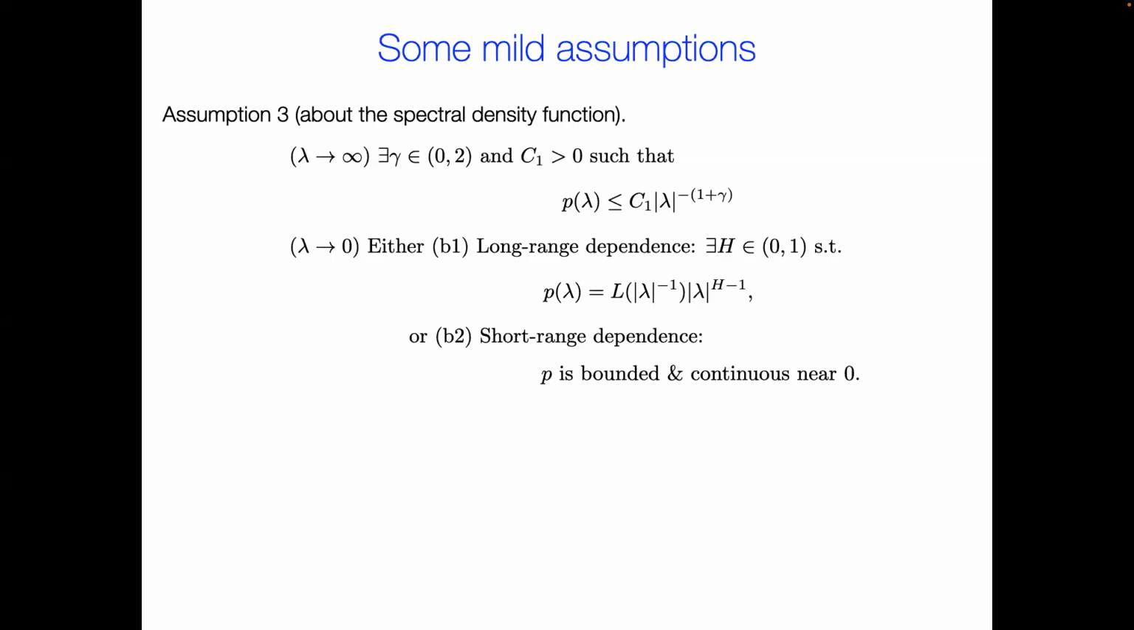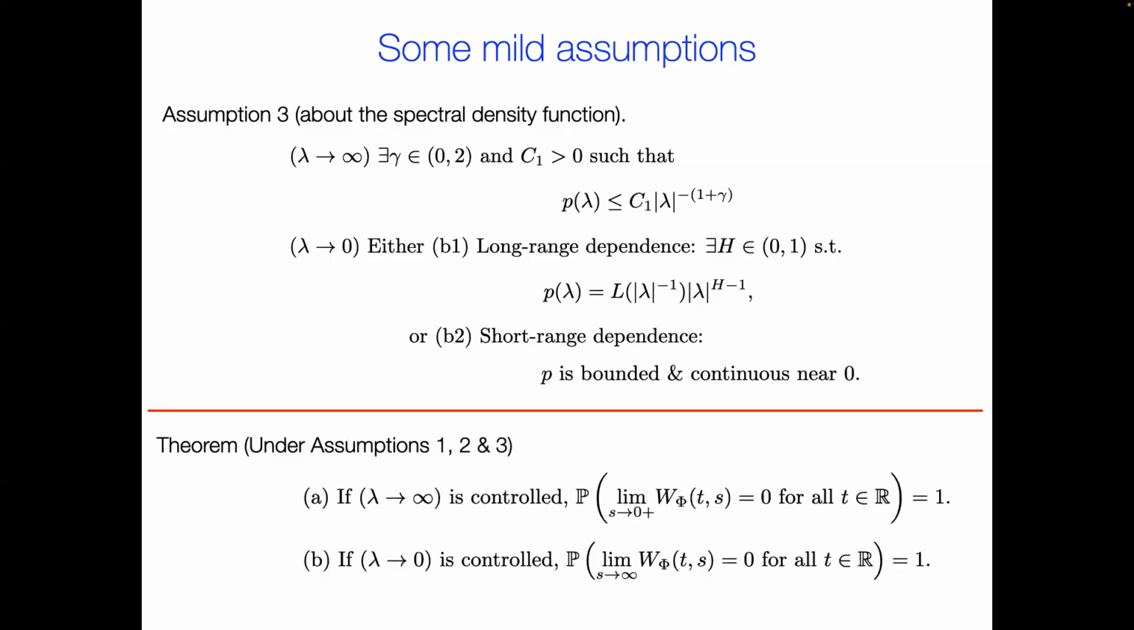And another assumption is near zero, which describes a long tail dependence, a long range dependence structure. We assume that you have either long range dependence or short range dependence. Both are fine; you can just choose one. But if it is long range, then we need to put some assumptions on how the spectrum blows up at frequency zero.